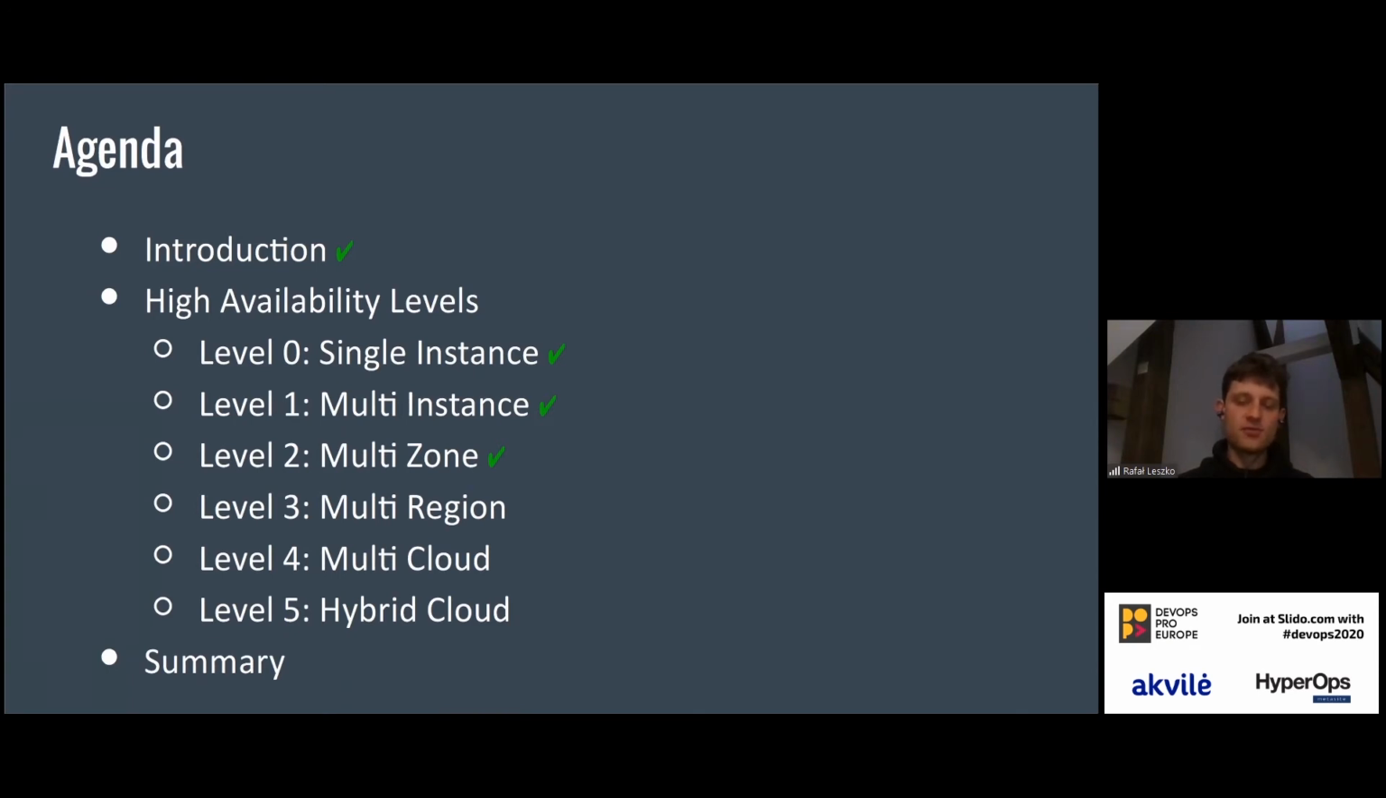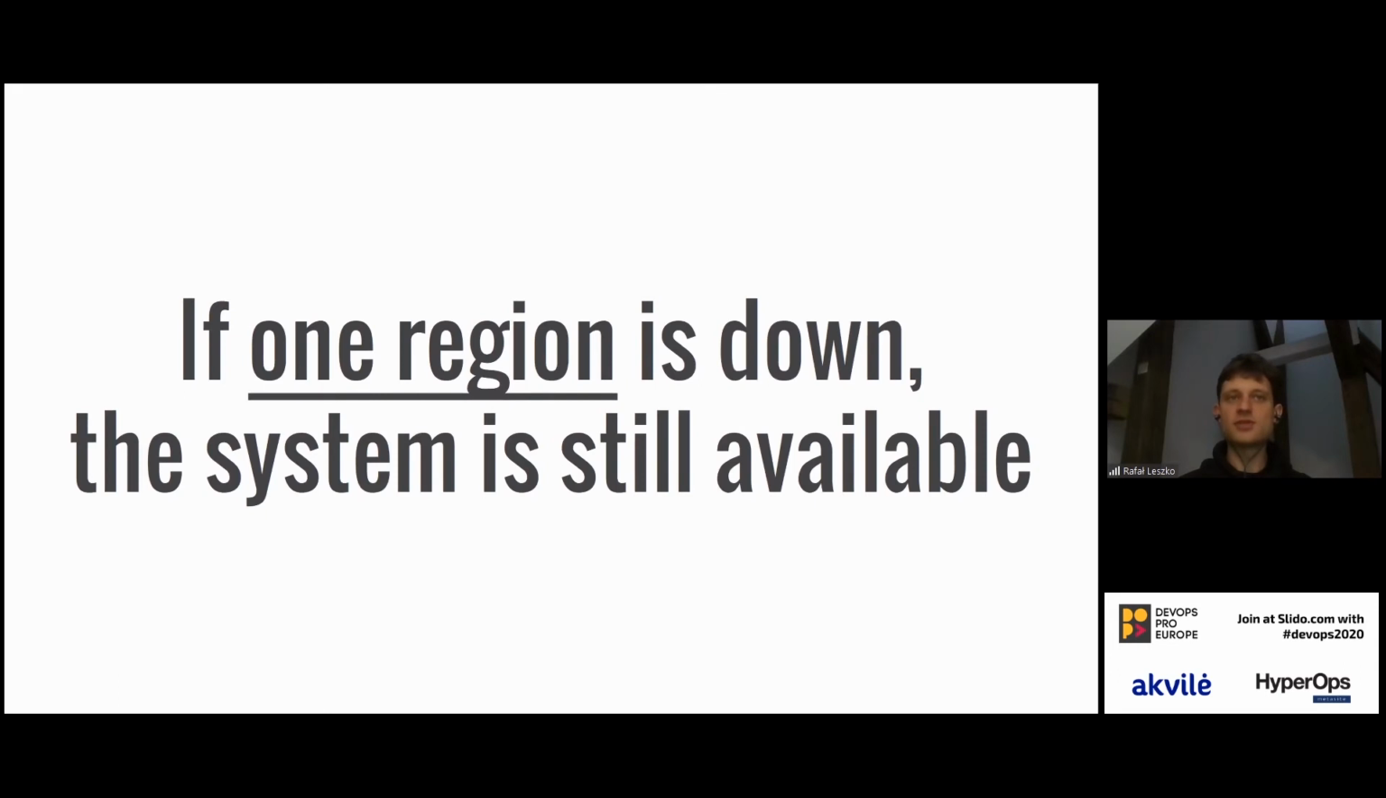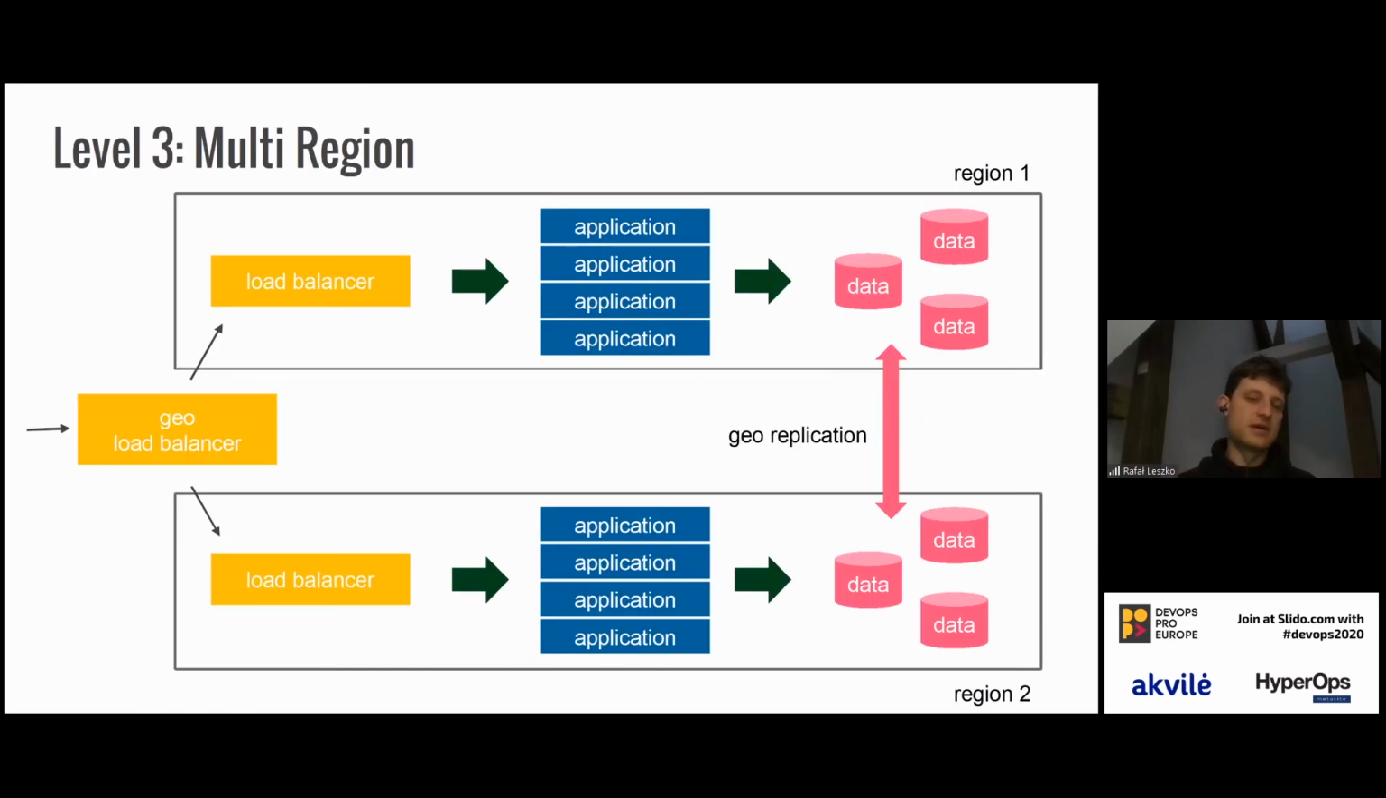The next level, if you want to go one step higher, is multi-region. Multi-region means that if one region is down, the system is still available. That is our diagram. We introduce a geo load balancer because we would like to load balance the traffic from the same region to end up in the same region, to have better latency. The rest is pretty much the same.